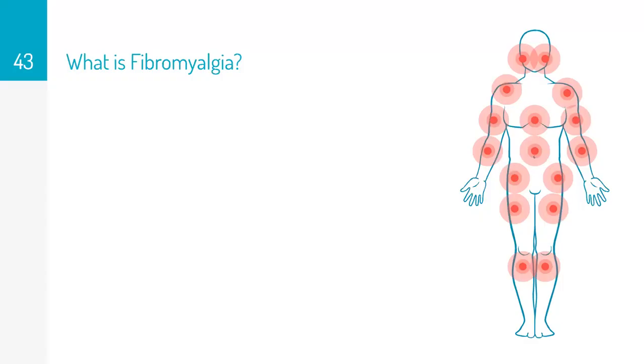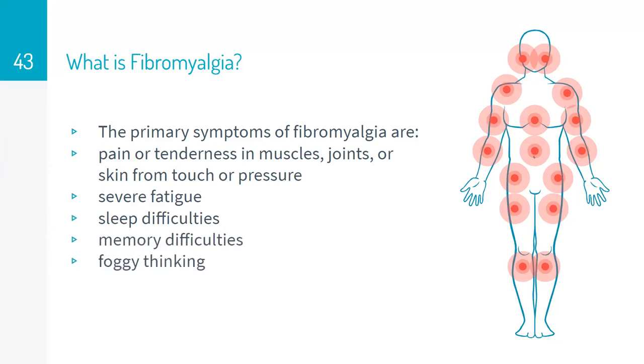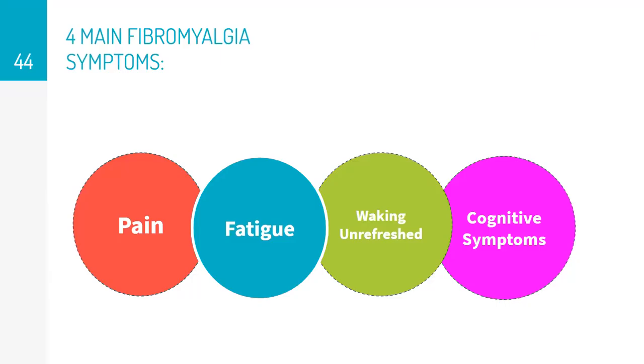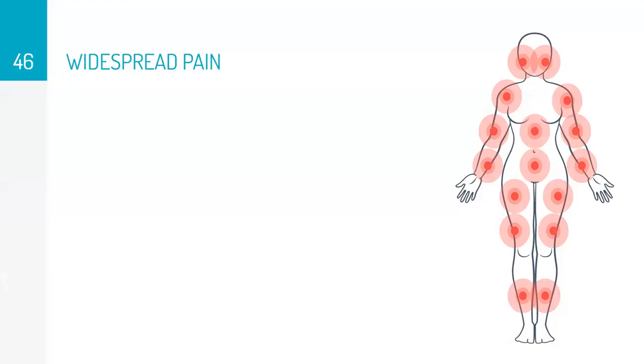So what is fibromyalgia? The primary symptoms of fibromyalgia are pain or tenderness in the muscles, joints, or skin from touch or pressure, severe fatigue, sleep difficulties, memory difficulties, and foggy thinking. This has been distilled down to the four main symptoms of fibromyalgia, which are pain, fatigue, waking unrefreshed, and cognitive symptoms. I'll go more into this at a later stage in some of my other videos. Today we're going to be looking mainly at the pain points of fibromyalgia.